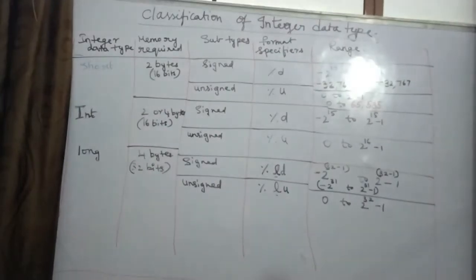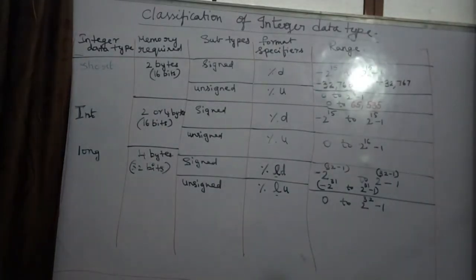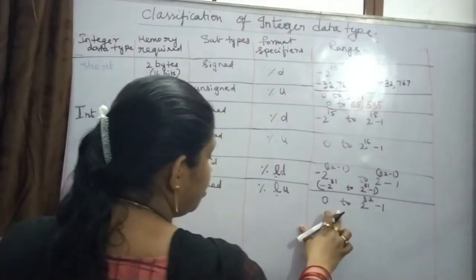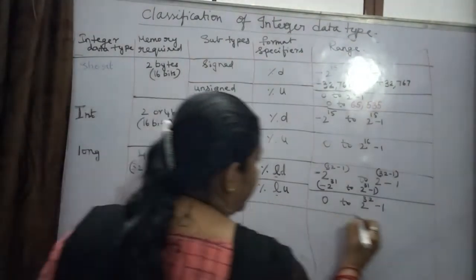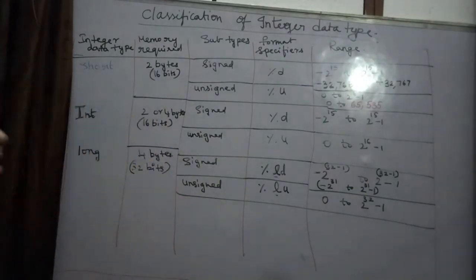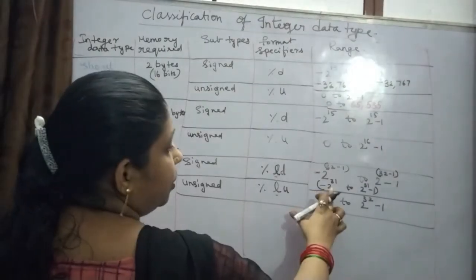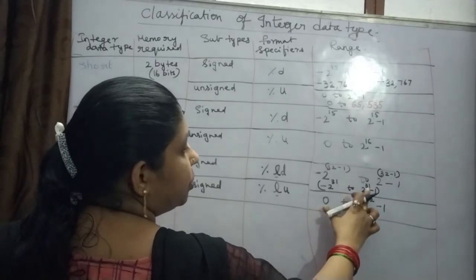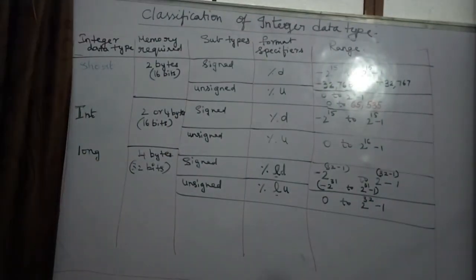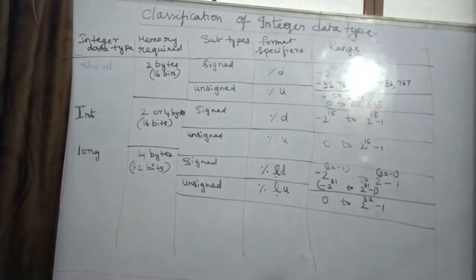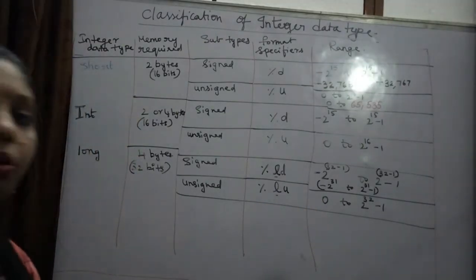So that is the range of values for unsigned long. Understood? So just calculate it and check it out. So for signed you have minus 2 to the power of 31 to 2 to the power of 31 minus 1, right? And for unsigned you have 0 to 2 to the power of 32 minus 1.